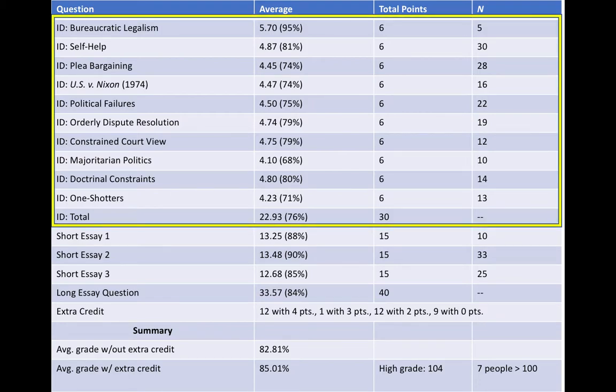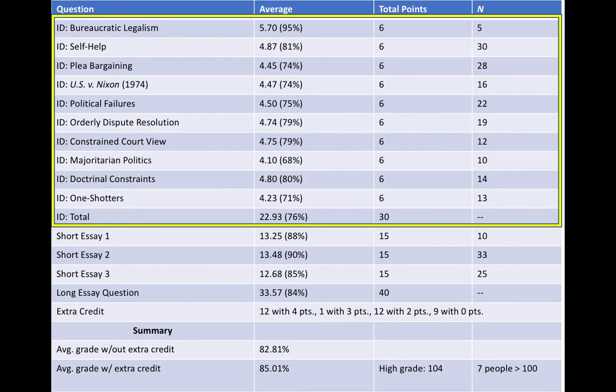So starting with the IDs, the average ID grade, which you can find there in the row that says ID total, was 22.93 points out of 30. That's good for 76%. And as I mentioned in class, I graded the components of the test individually. So I graded all of the IDs first, all of the short essays second, and all of the long essays third. And I tried to do it blindly when I could.